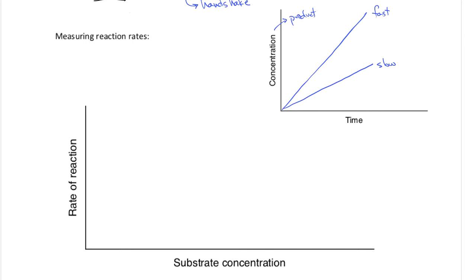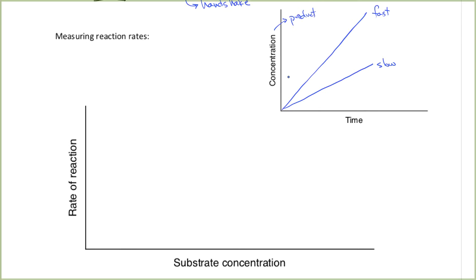You could also look at how the reactants were disappearing. In that case, you might see something like this as the reactants are disappearing in a slower reaction, and this as the reactants are disappearing in a faster reaction. In all of these cases, the slope of this concentration versus time graph is giving us the rate of the reaction. A steeper slope is a faster reaction, and a less steep slope is a slower reaction. Bigger value slope, faster reaction. Smaller value slope, slower reaction.